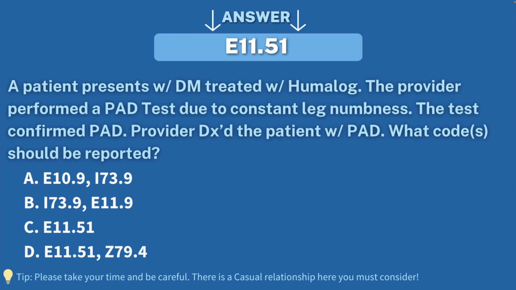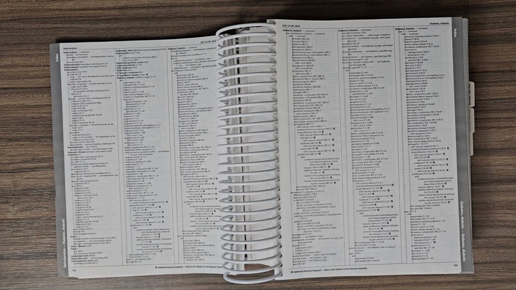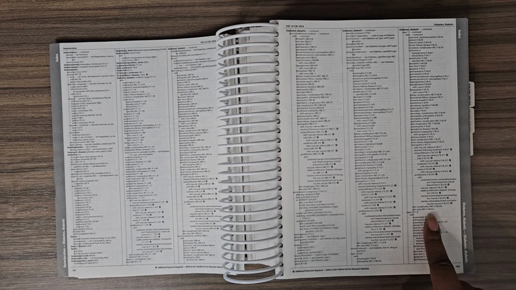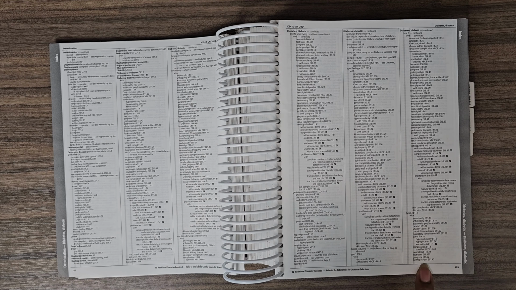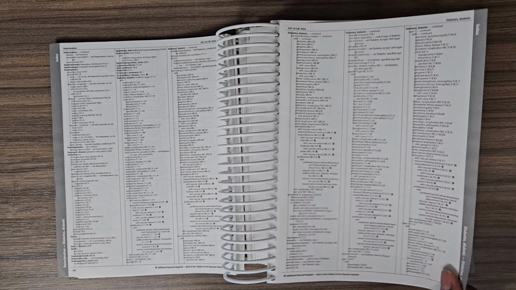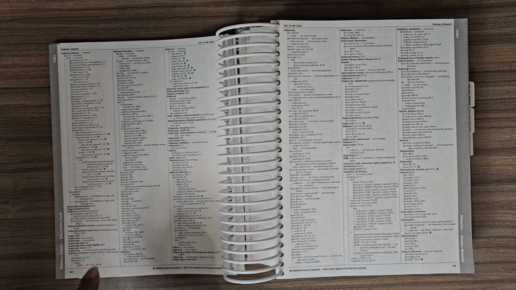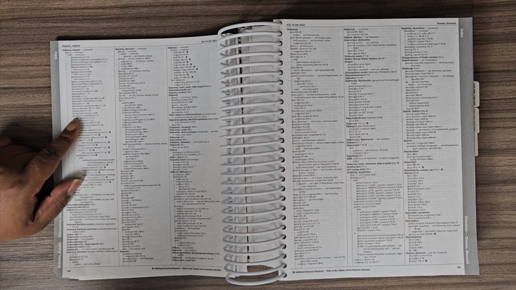E1151. So if you chose E1151, you are correct. Let's look for it in the index. So we have type 2 E119 and we have with. So we're going to go and look for PAD, and it's not in this list. So we're going to flip over and we're going to look for it. And there it goes. Peripheral angiopathy. The code is E1151. The provider did not specify if they had gangrene, so we would not be coding E1152. We will be coding E1151.